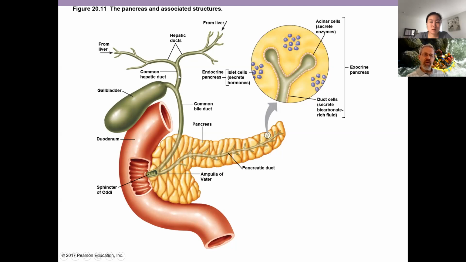Bile from the liver passes through the common bile duct also, which enters into this common pathway called the ampulla of Vater, this kind of collection point. And then we have the sphincter of Oddi. So when you're not eating, or after you're done digesting, the sphincter of Oddi is closed. When food enters into the intestine, the sphincter of Oddi is open. And so we have entry of everything. All right.